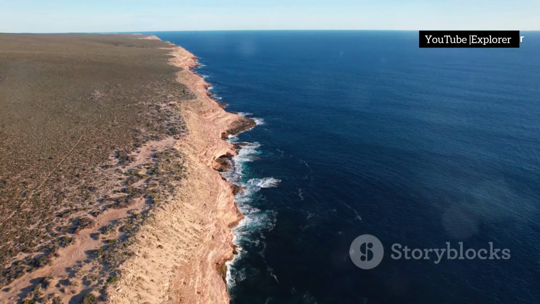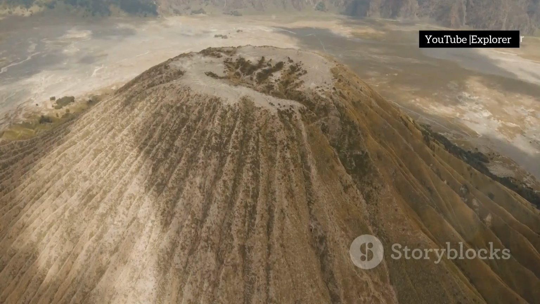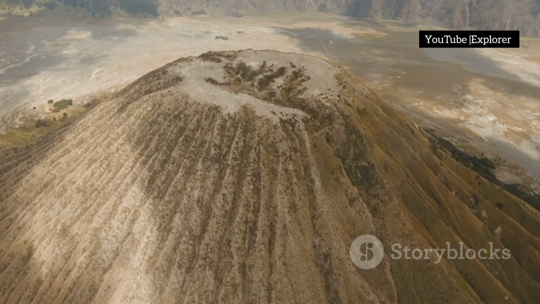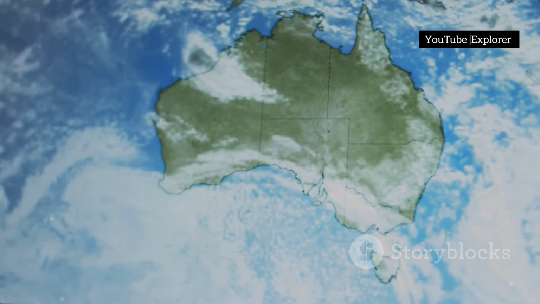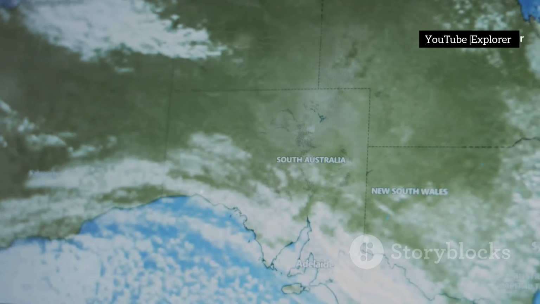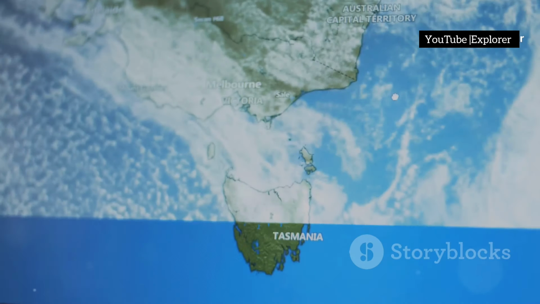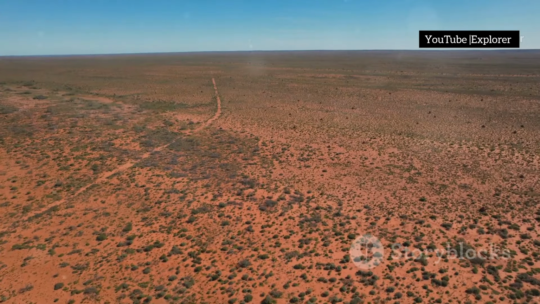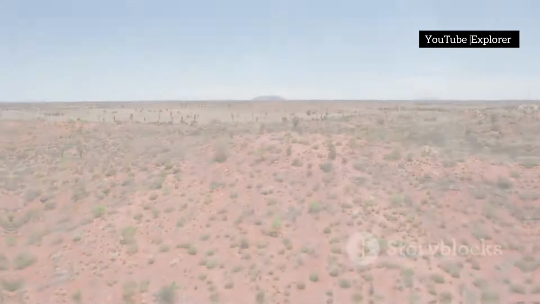As Australia moves northward, it is slowly colliding with the Pacific plate. This collision is causing the formation of new mountain ranges and volcanic activity in the region. The movement also affects ocean currents and weather patterns, influencing the climate of both Australia and its neighbouring regions. The northward drift of Australia is a reminder of the dynamic nature of our planet.